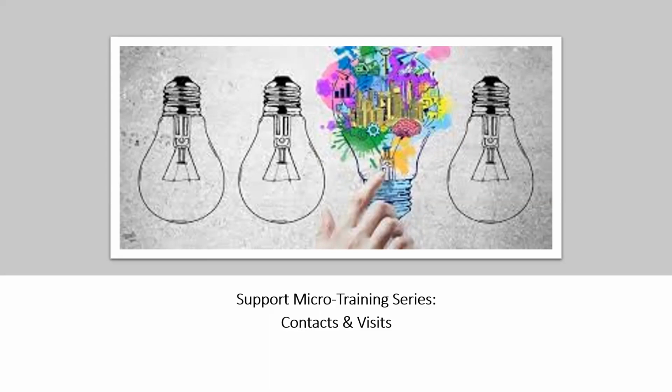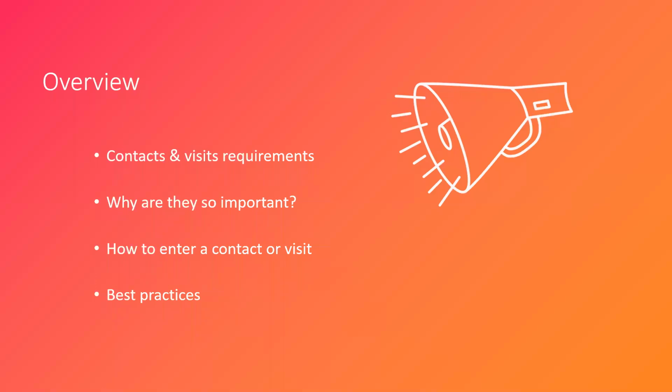So let's get started with a quick overview of what we're going to talk about. We're just going to go over briefly what the actual requirements are and what liaisons actually have to do when it comes to contacts and visits. We're going to talk about why they're so important. There might be some obvious reasons that come to mind, like compliance, but maybe some that don't. How to enter a contact and visit. We'll quickly look at the contact and visit widget in my AFS. And then finally, some best practices for both liaisons and teams as a whole to do contacts and visits.